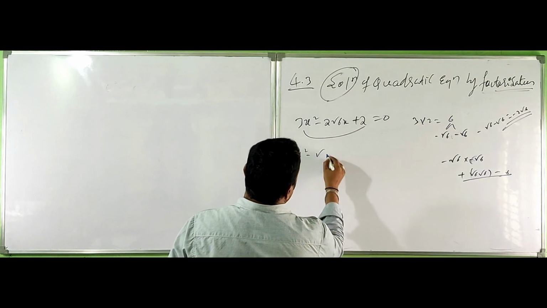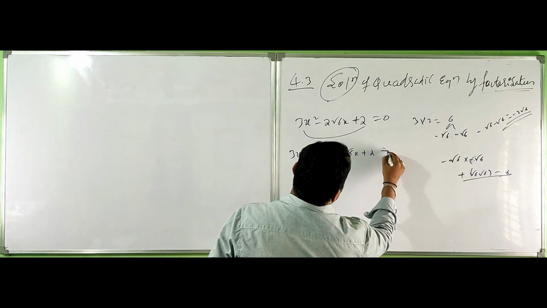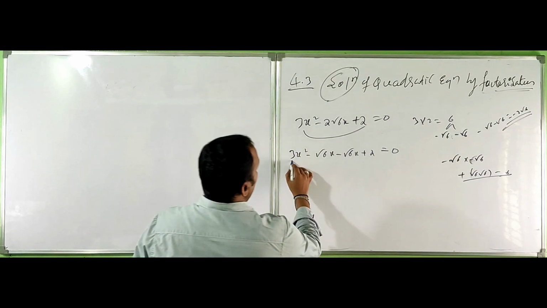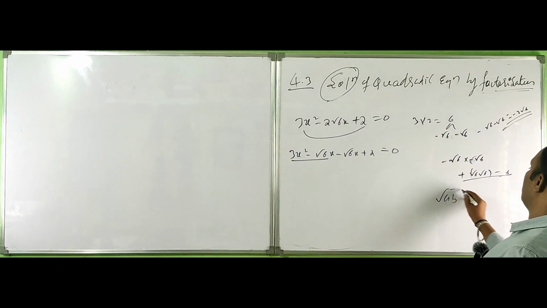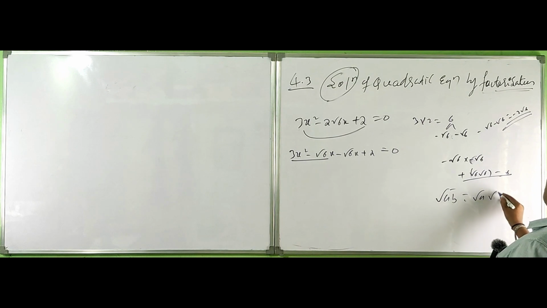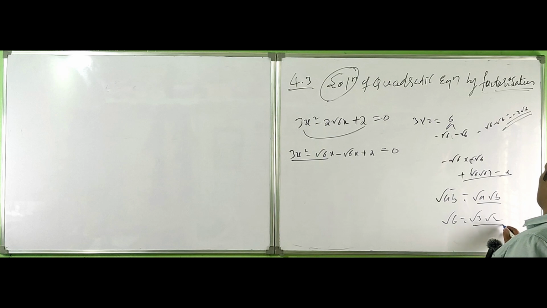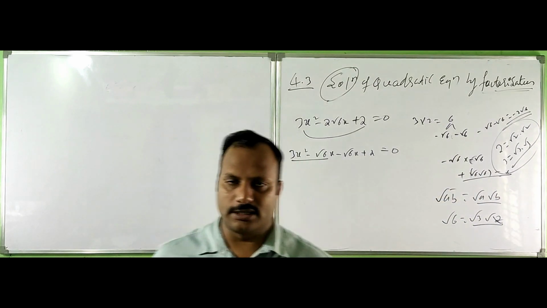3x square minus root 6x minus root 6x plus 2 is equal to 0. And this I am writing as, see, we know already the value, root of a into b is equal to root of a into root of b. Here root 6 is equal to root 3 into root 2, right? And 2 is like that, root 2 into root 2, and 3 is like that, root 3 into root 3. These are the indices theorem. Okay, basic concept, the indices.